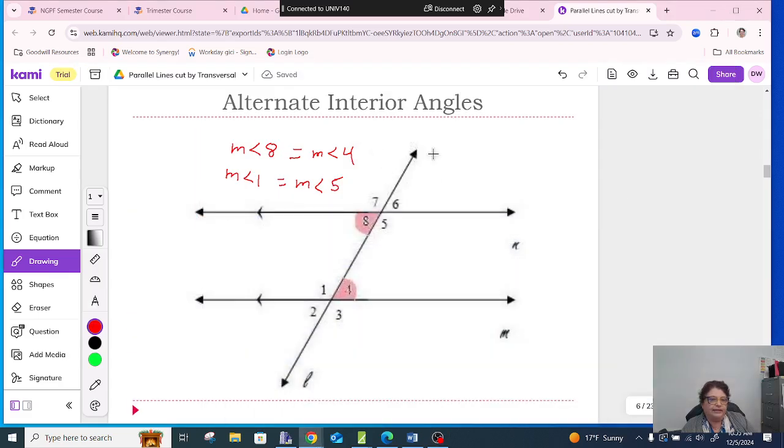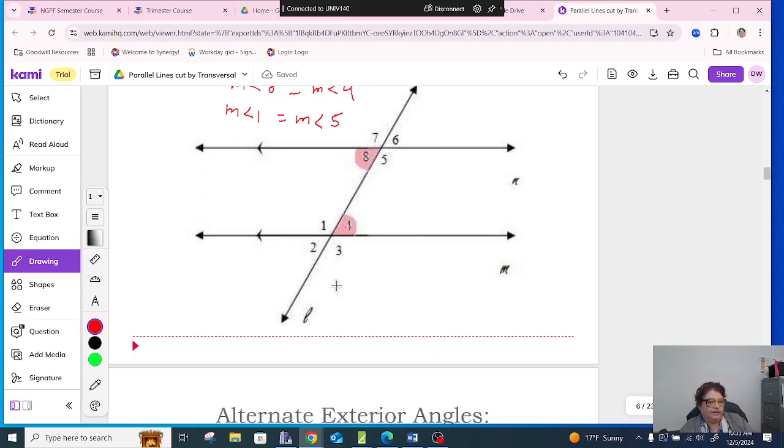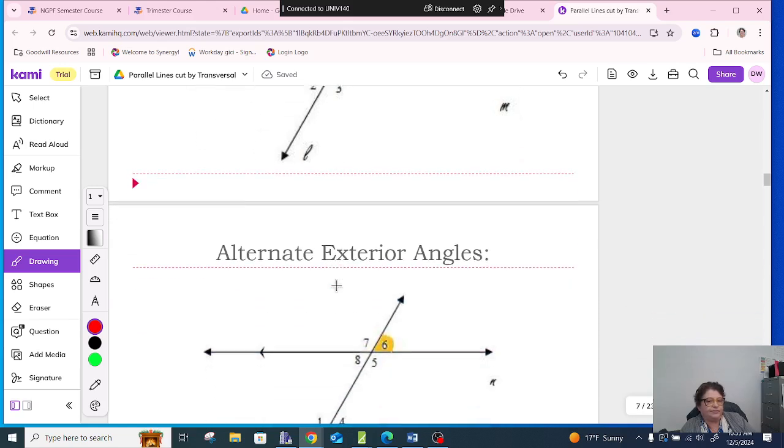So alternate interiors are on the other side of the transversal, one will be up, one will be down. If these two lines are parallel, these two will be equal, and then angle 5 and angle 1 will also be equal. Now there's another set.